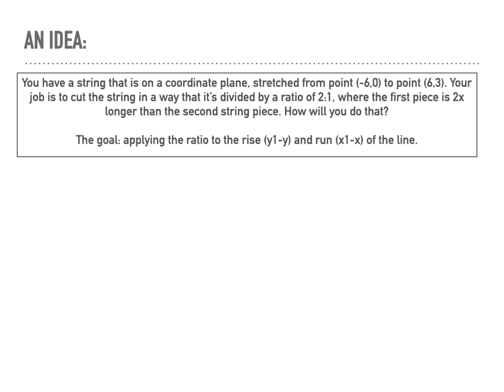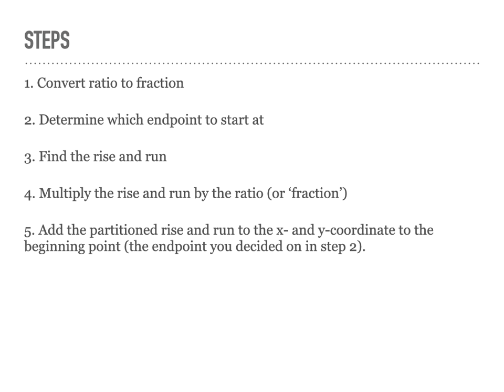So our goal is to apply the ratio to the rise and run of the line, or string. The steps are to first convert the ratio to a fraction, determine which endpoint to start at, find the rise and run, multiply the rise and run by the ratio or the fraction, and add the partitioned rise and run to the x and y coordinate of the beginning point, or the endpoint that you specified in step 2. Now, this may seem a little overwhelming or intimidating, but don't worry, it gets easier.